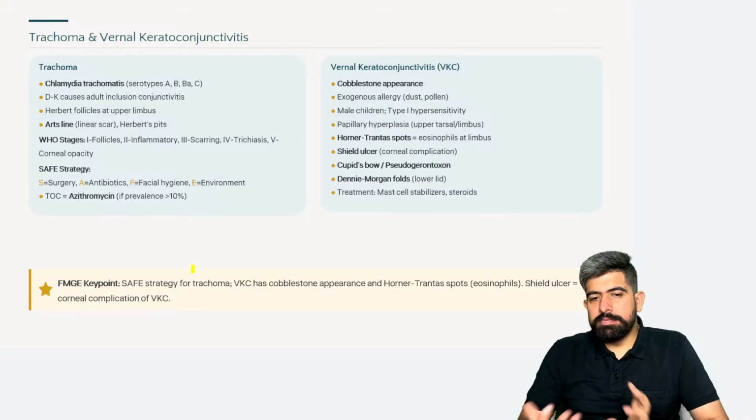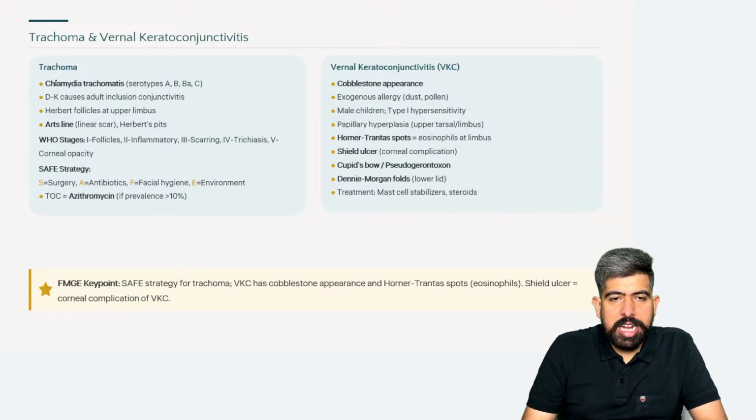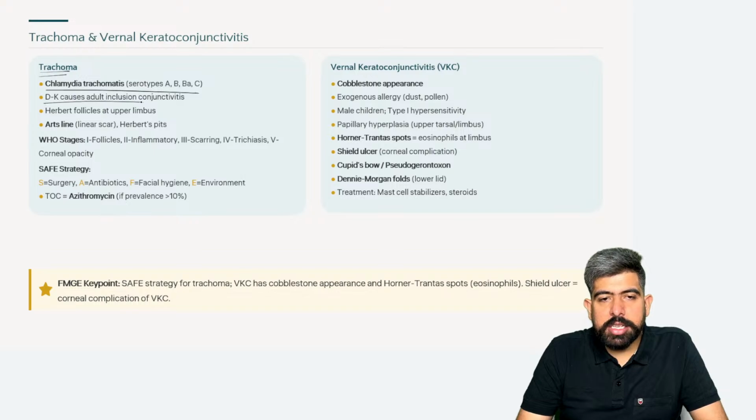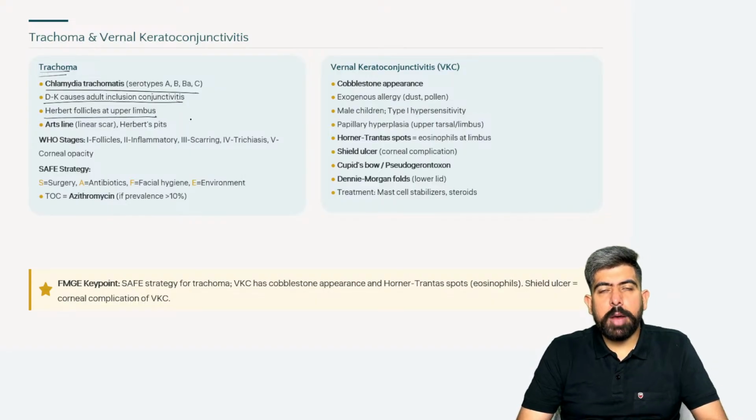We have to talk about both of these diseases side by side. Trachoma is caused by Chlamydia trachomatis serotypes A, B, Ba, and C. Serotypes D to K cause adult inclusion conjunctivitis. Herbert's follicles will be seen on the upper limbus.